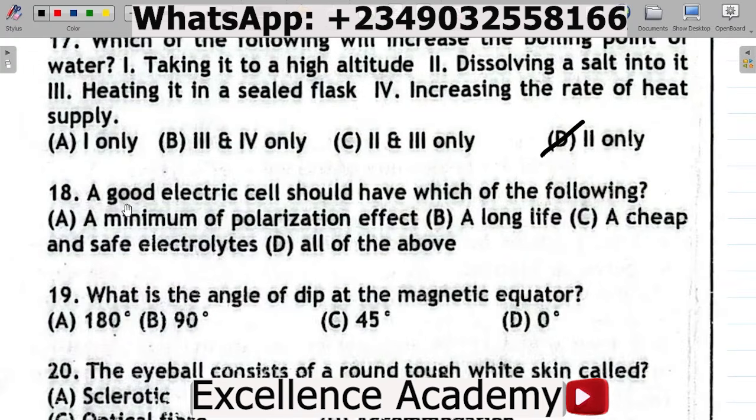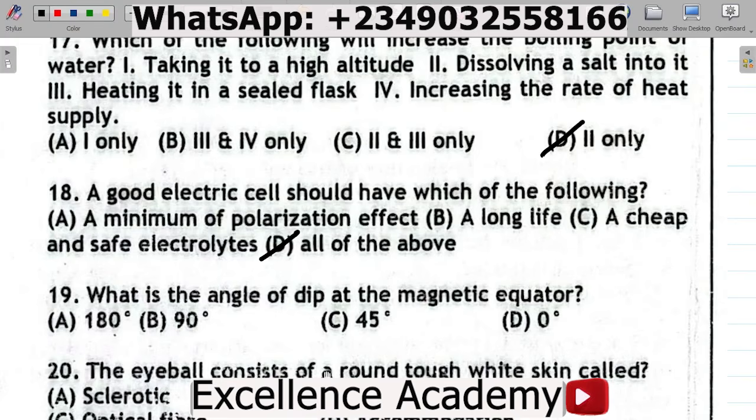Question number 18. A good electric cell should have which of the following? A, a minimum of polarization effect. B, a long life. C, a cheap and safe electrolytes. D, all of the above. And the correct answer to this, D, would be all of the above.